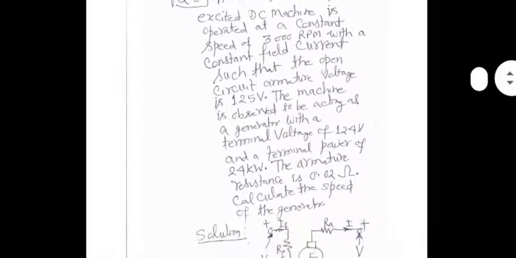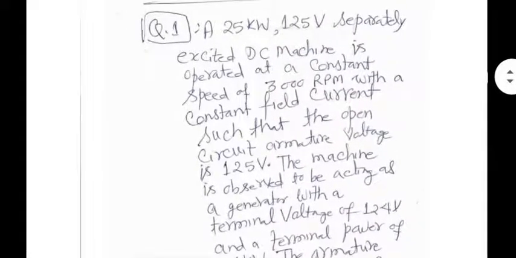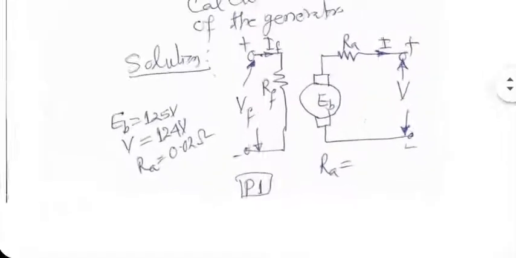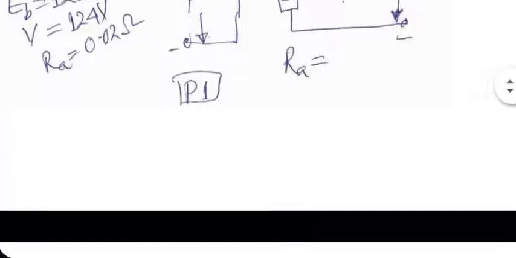Let's see. First thing is notice what kind of excitation is there. It's a separately excited machine. So field winding has to be shown separately with its own input voltage. EB is 125 volt, V is 124 volt, RA is 0.02 ohm. This is given to you. And this equivalent circuit was used in some previous problem also. We know that, right? Now, how do you solve the problem?